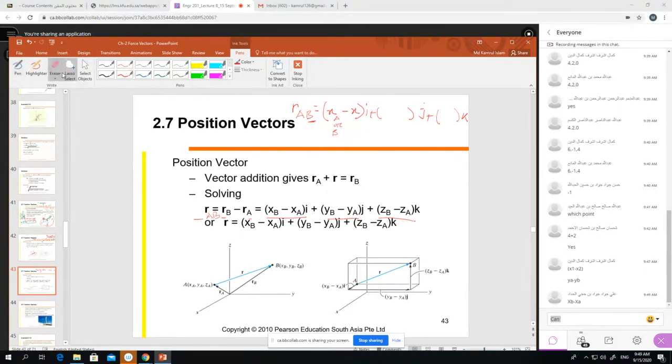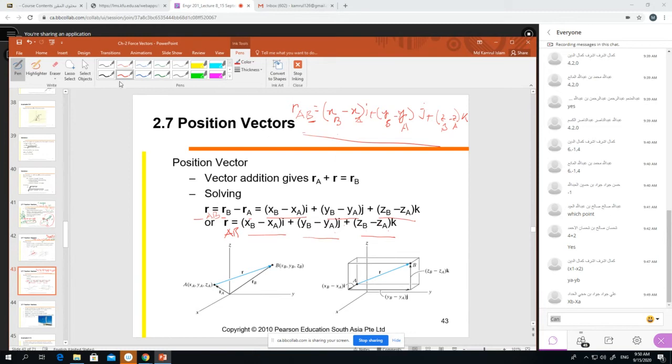This is the common mistake a student does, so you don't do the same mistake. Okay, remember, if it is AB, so here will be B minus A always. YB minus YA, ZB minus ZA, and we've done our problem. So R equal to XB minus XA, YB minus YA, and ZB minus ZA, with I, J, K. And this is R, remember, always RAB.